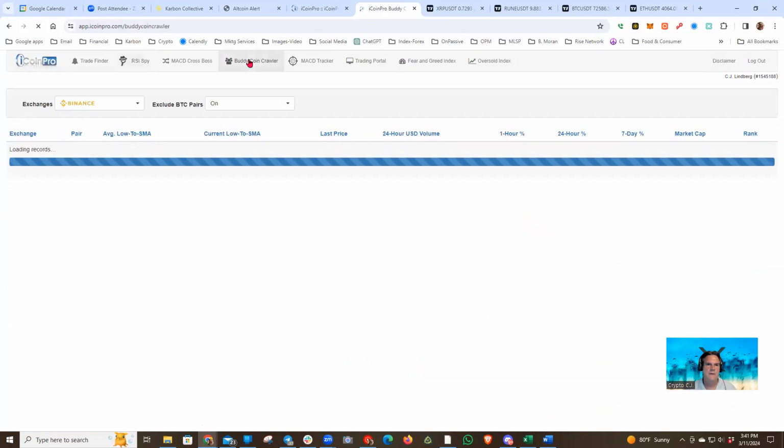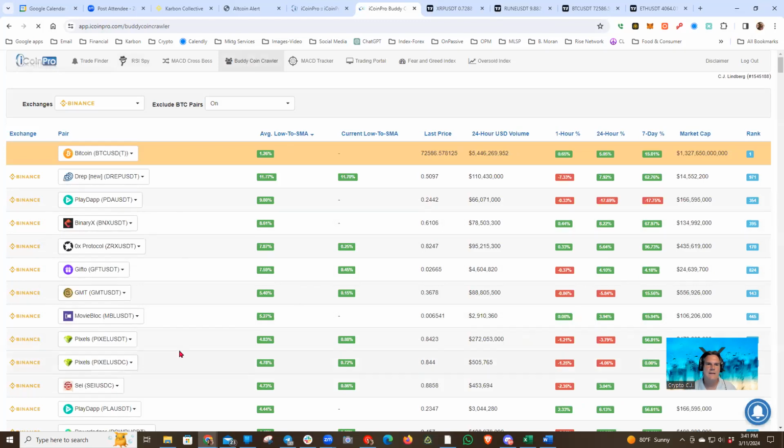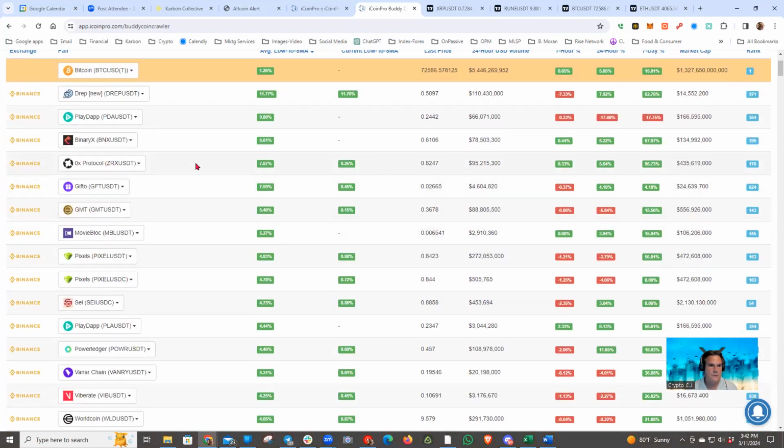The name of this tool is based on the Buddy coin concept that they have in this group, where you choose 2, 3, 4, 5 coins as your buddy coins to follow throughout the day. Essentially, I'm going to sort by the low to the SMA. The low is a 24-hour low. The SMA is that red line between the Bollinger Bands you've seen on my charts. So I'm looking for 4% or higher. That just shows me it's moving that day. It doesn't really tell me which direction, which is fine because I often trade both directions, which is why I like this tool.